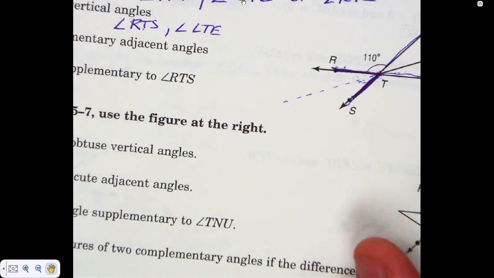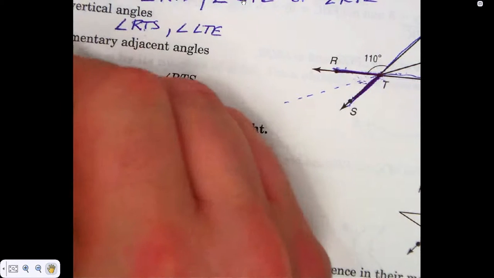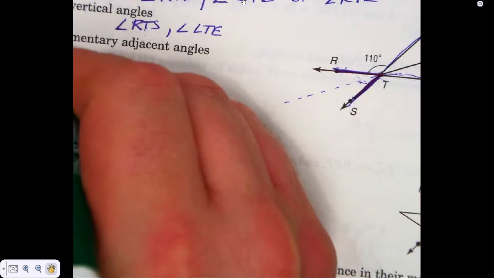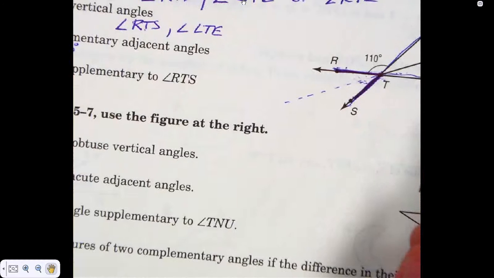Okay, good. Two supplementary adjacent angles, RTL and RTN. First, what does supplementary mean? Adds up to 180. Adjacent means they're beside each other. So they have to be beside each other, and have to add to 180. You know what I'd look for, guys? A straight line.